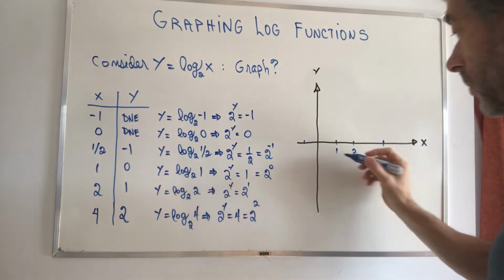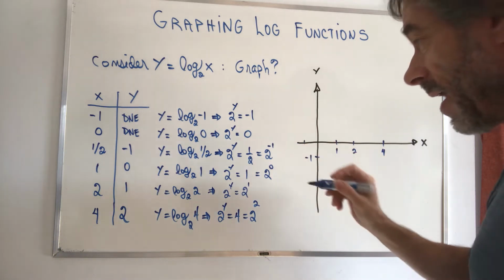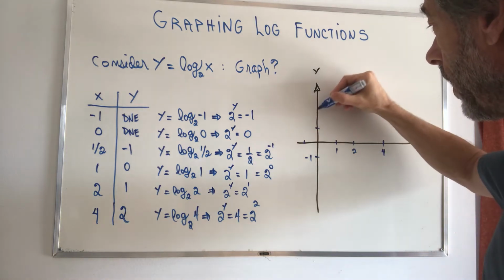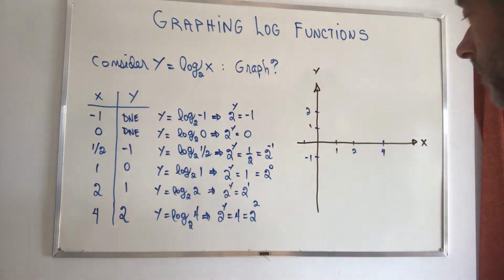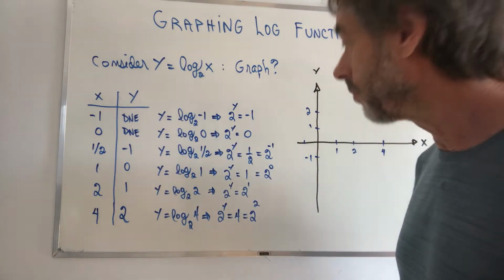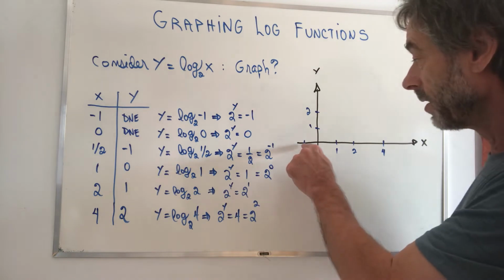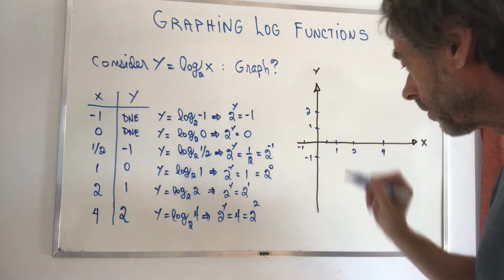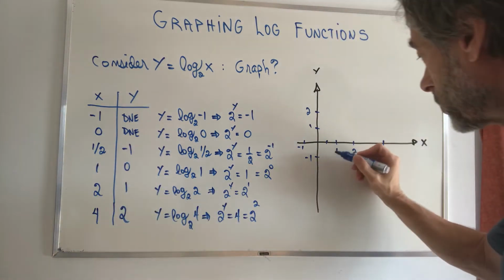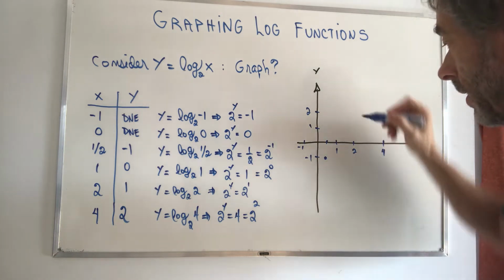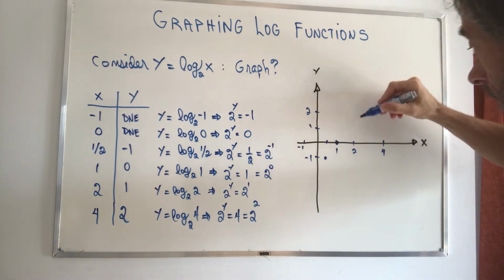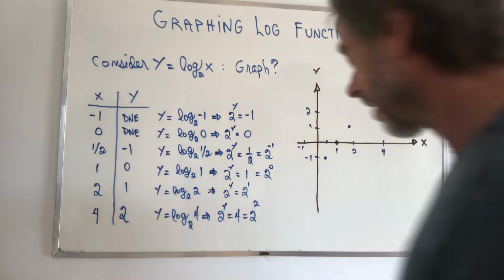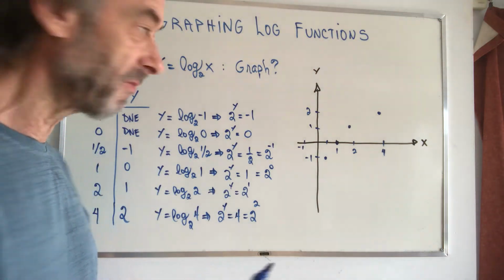And my y values will be -1. I have 0. I have 1 and 2. So we can make a graph that roughly looks like this. And we can put in the values. We said when x is -1, there is nothing. When x is 0, there is nothing. And here, where x is 1/2, I have -1. And then 1, 0. And then 2, 1. And then 4, 2.